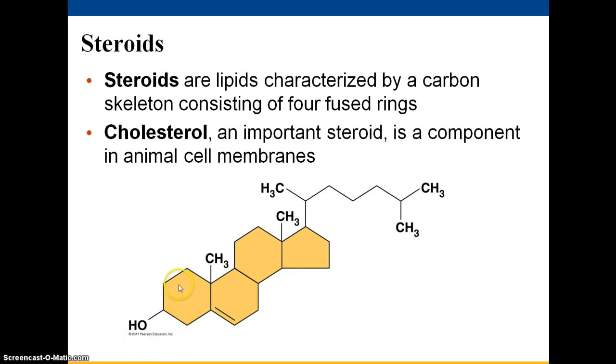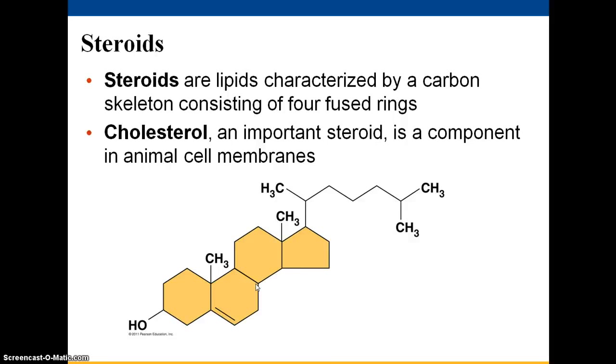So we've looked at fats, and we've examined phospholipids, and the final main group of lipids are the steroids. Steroids are characterized by a carbon skeleton consisting of 4 fused rings. An example is shown here, cholesterol, and this is a really important steroid because it helps stabilize our cell membranes.